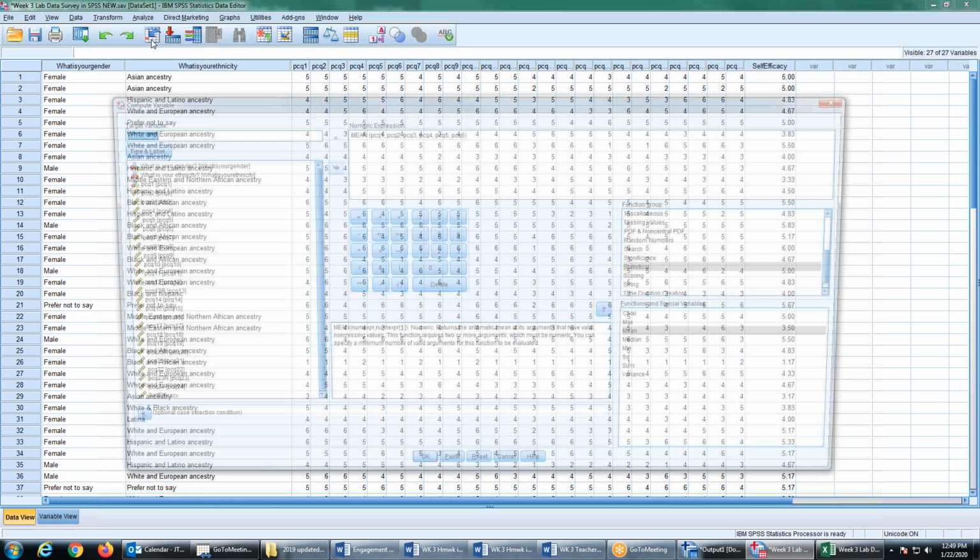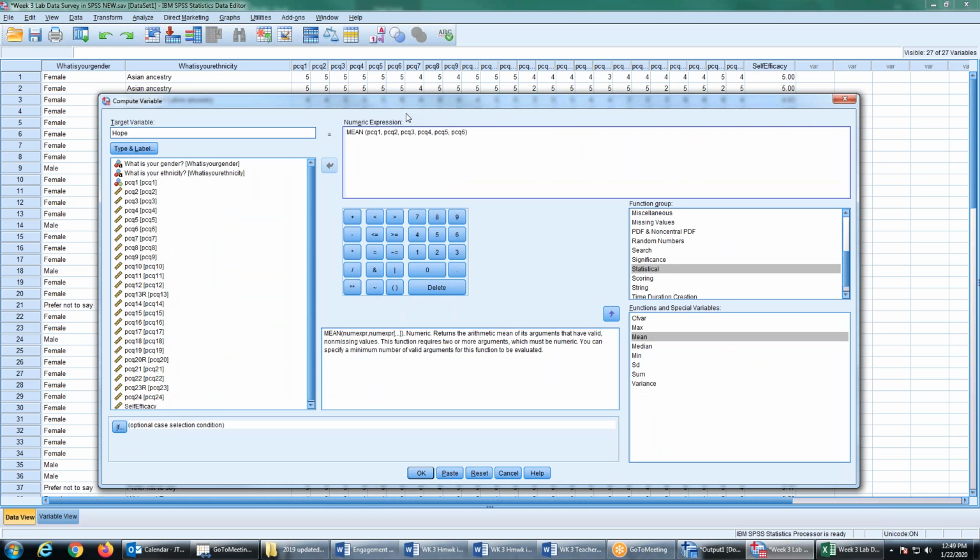Okay. Hope is 6, 7, 8, 9, 10, 11. Does that seem right? 6, 7, 8, 9, 10. No, it should be one more. 6, 7, 8, 9, 10. It should be 12. Oh, I might have messed up that first one. PCQ 12, right?